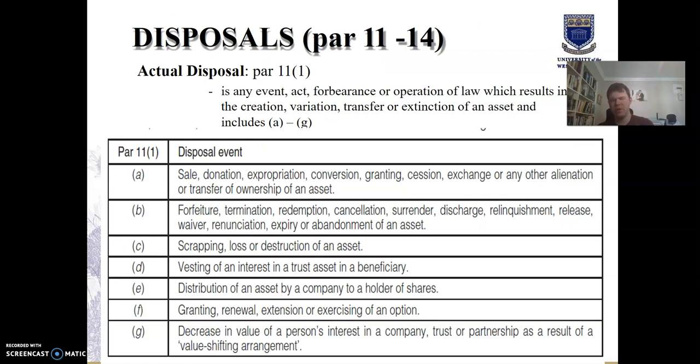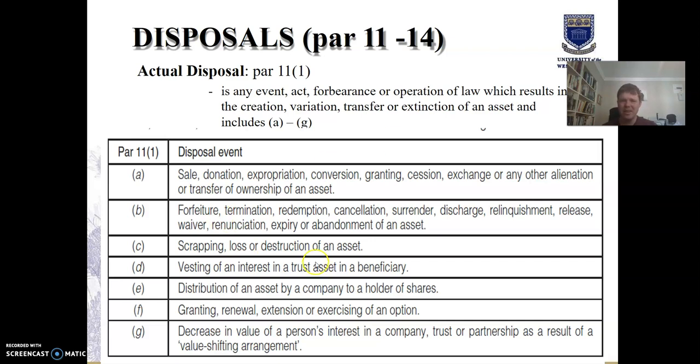Great. Then we said we've done assets. Now we need to look at what a disposal is. A disposal: any event, act, forbearance, operation of law which results in the creation, variation, transfer, or extinction of an asset and includes A to G. That's a lot to say, and I said it very quickly. Basically, it's anything that results in you getting rid of ownership of an asset.